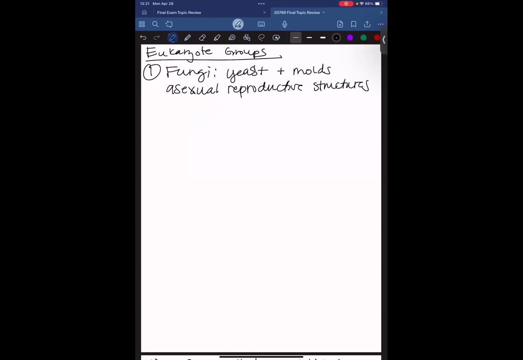Our asexual reproductive structures for these guys, there's two different ones, the covered and the not covered, the open. The open asexual reproductive structures are called conidiospores. Organisms that are able to make these structures are called conidiophores.